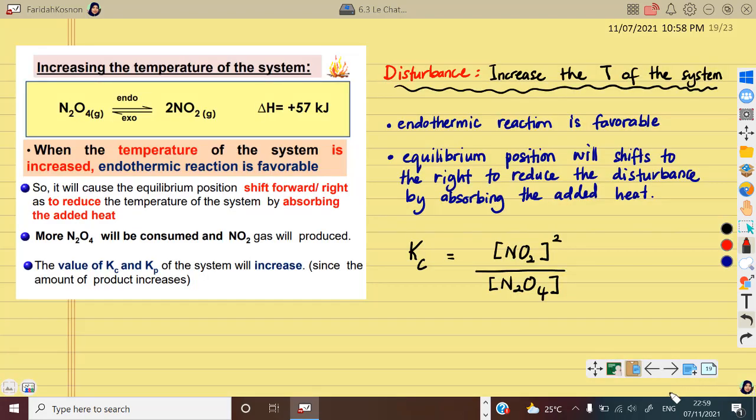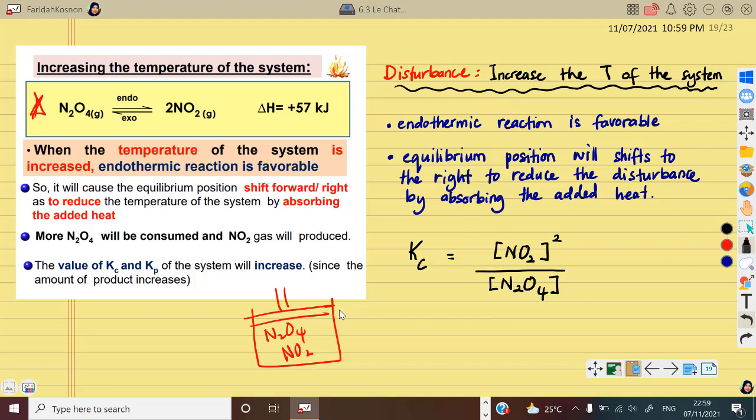Okay, so kita lihat contoh di sini. Increase the temperature of the system. So let's say this is the disturbance. Okay, kita refer kepada contoh inilah, contoh yang ada dalam nota tu. If the disturbance adalah increase the temperature of the system, maksudnya sekarang ni katalah saya ada bekas ini, close container sebab dia gas kan, N2O4 kat dalam ni, and then kita ada NO2 juga.